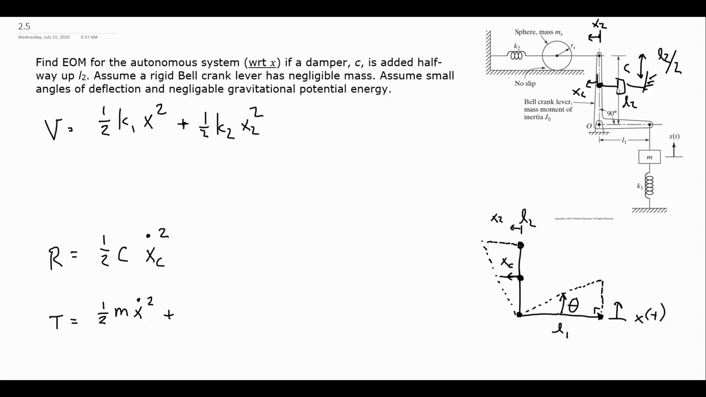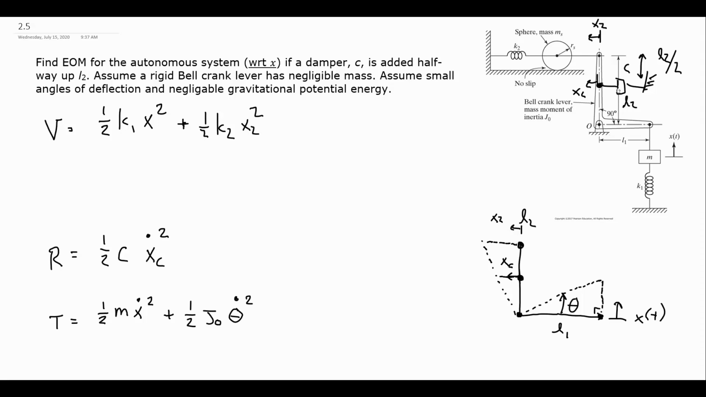Let's move on to the bell crank lever. Again, it does not have translational kinetic energy, but it does have rotational kinetic energy. So 1/2 times its mass moment of inertia. We're given J naught. We won't calculate it in this case. We'll just assume it's a parameter given to us, times its angular velocity. Well, in this diagram to the right, I've already defined its angular deflection as theta. So that means its velocity is theta dot. And that gets squared.